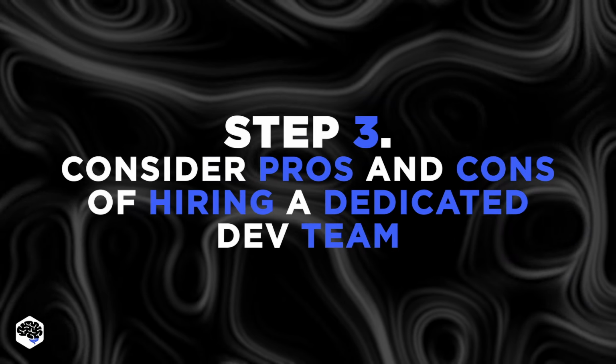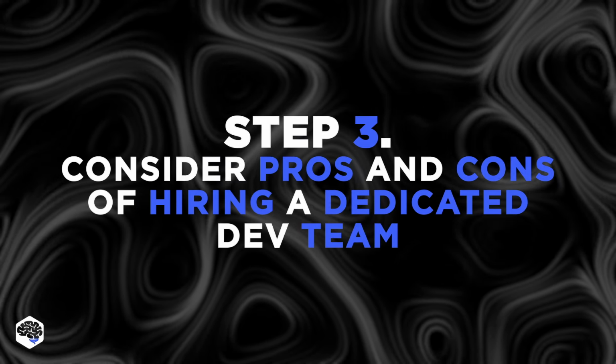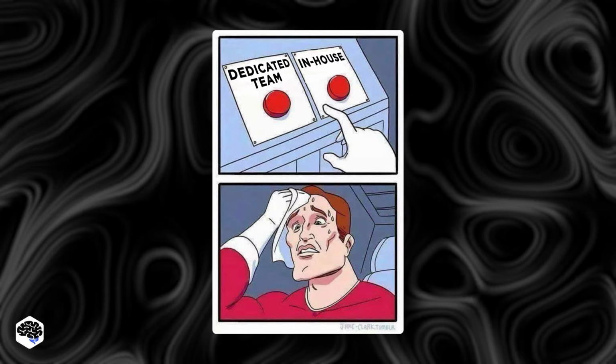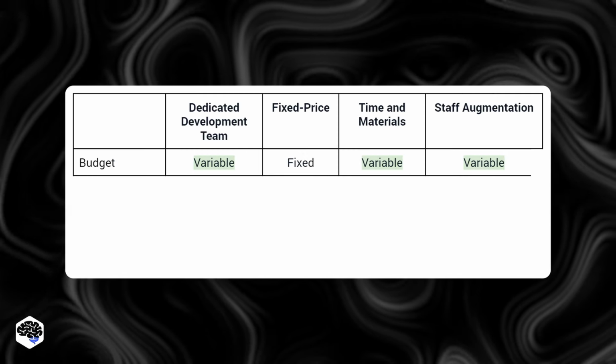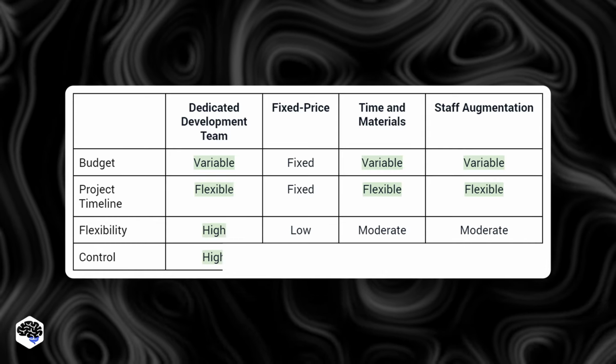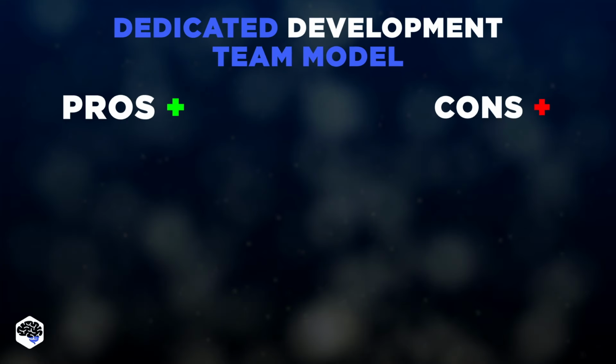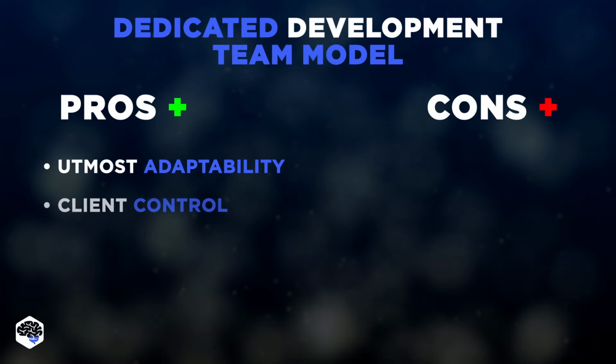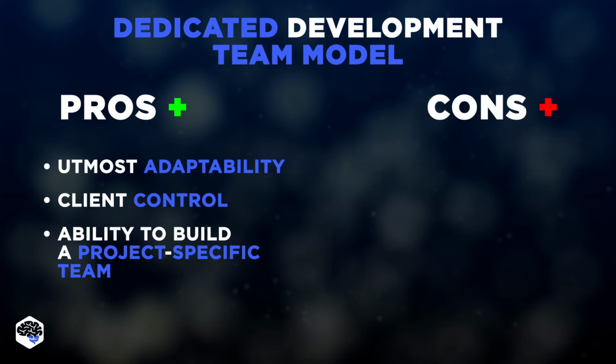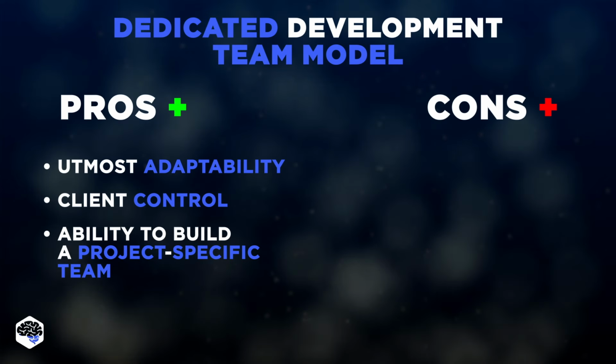After understanding your project needs better, you need to assess the pros and cons of hiring a dedicated development team to make an informed decision about whether a dedicated team is the right fit for your project. This includes considerations such as budget, project timeline, flexibility, and control. As you can see, the dedicated development team model stands out from all other models for its utmost adaptability, client control, and the ability to create a team that aligns precisely with the project's unique requirements.